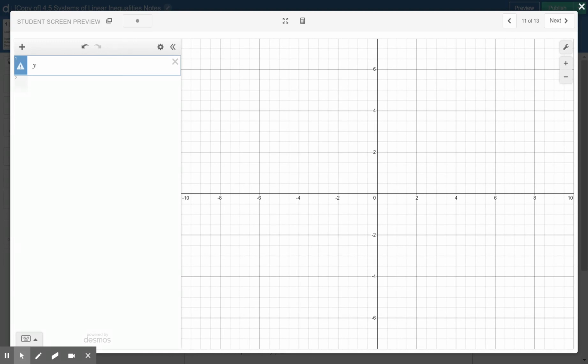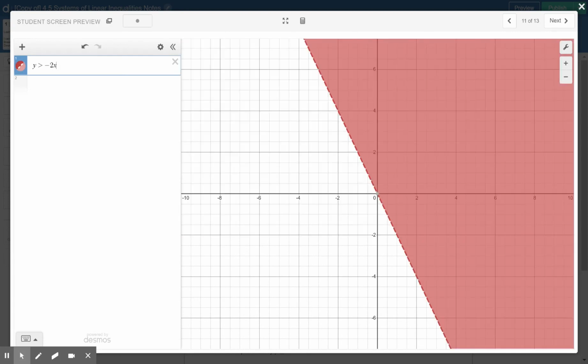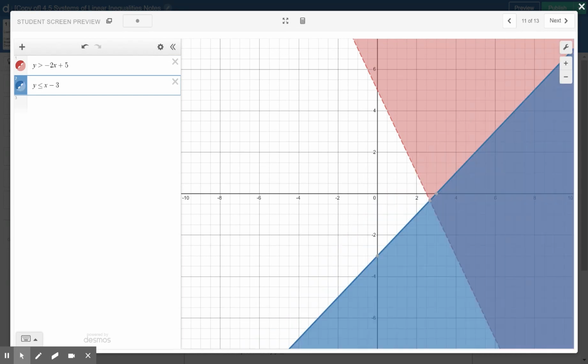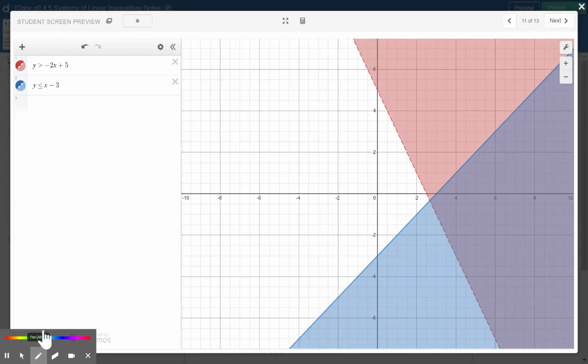So I have y is greater than negative 2x plus 5. Notice it has that dotted line. Note it's shading greater than. Y is less than or equal to x minus 3. We want to find the double shaded. That double shaded is where these overlap.